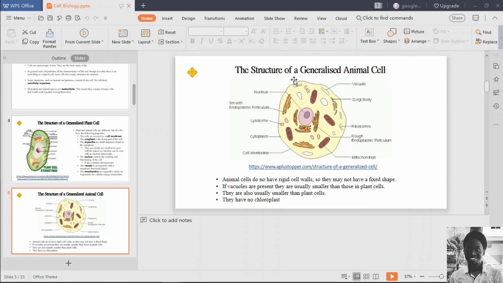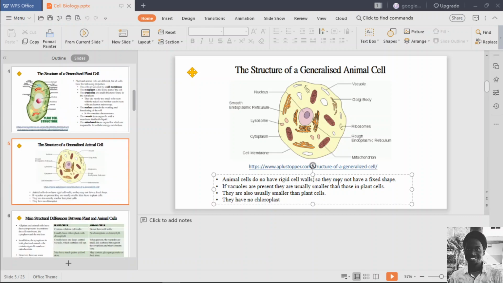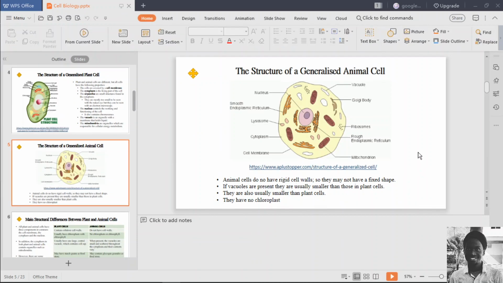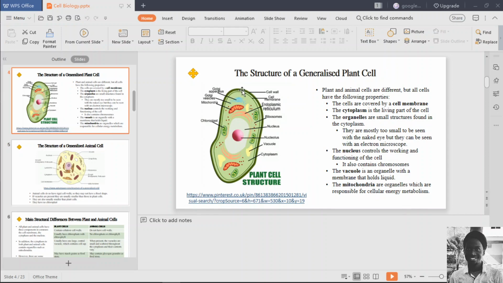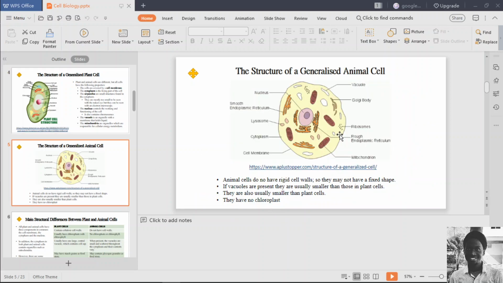The generalized animal cell. The animal cells do not have cell walls at all, and because of that, they may not have a fixed shape. If you look at the plant cell, it has a rigid cell wall, and that gives it a fixed shape. The animal cell only has a cell membrane as its outer boundary. Also, if vacuoles are present, they are usually smaller than those in plant cells.